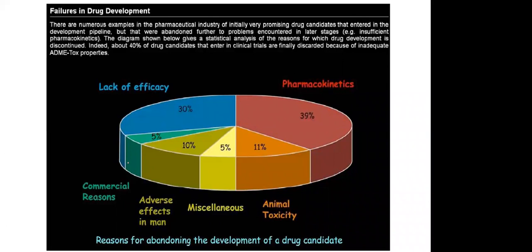Okay, these are the possible properties or possible things that can lead to abandoning the drug development process for that particular drug for a particular target. So these will be the major things.